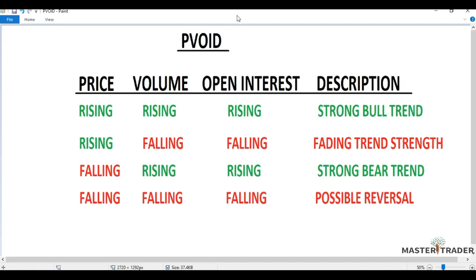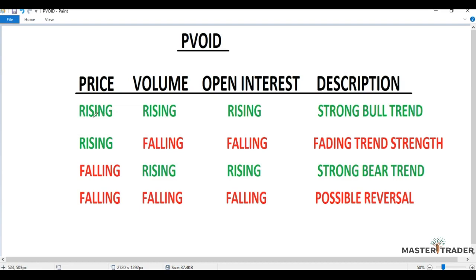So there's this concept called PVOI, which simply stands for price, volume, open interest, and the description. So what does this say really? Let's look at it, as we can see in this table here.